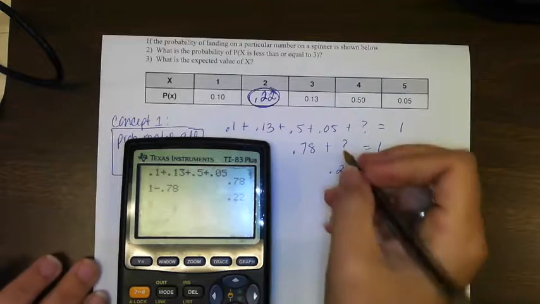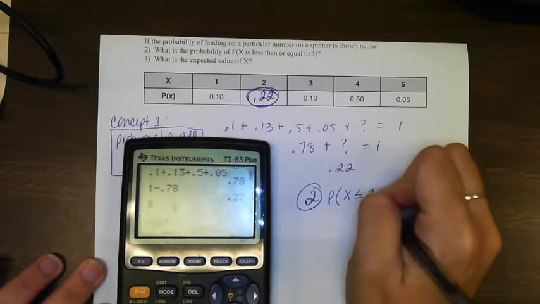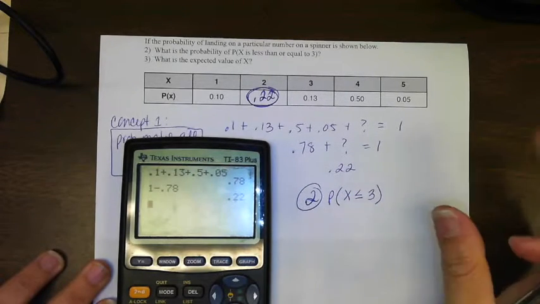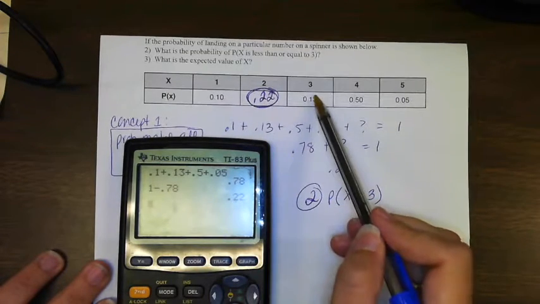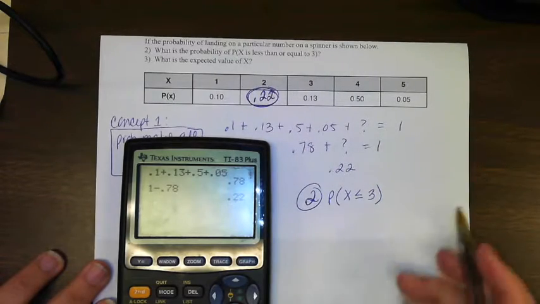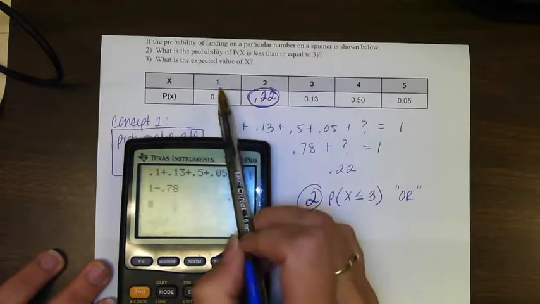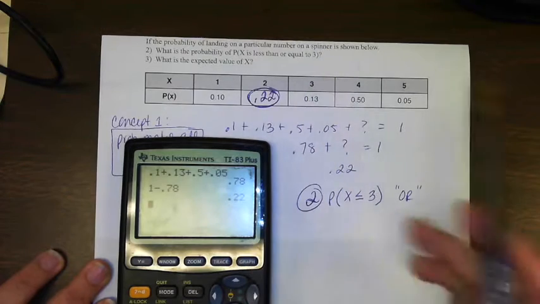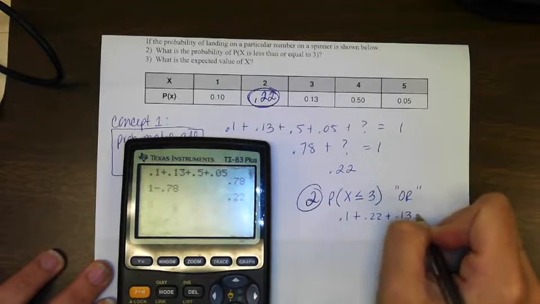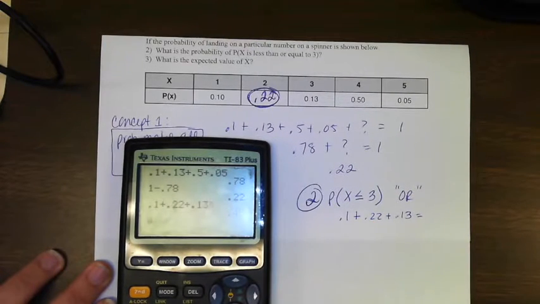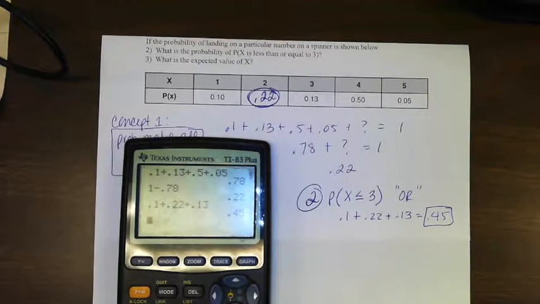So let's do number 2. What is the probability of x being less than or equal to 3? So what's the probability that I spin this spinner and I get some number less than or equal to 3? Looking here, I've got 3 choices: 3, 2, or 1. Those are all less than or equal to 3. So this is like an OR problem. It could land on 1, or it could land on 2, or it could land on 3. And for ORs, we add those probabilities. And I get 0.45. And that would be your answer to question number 2 up above.